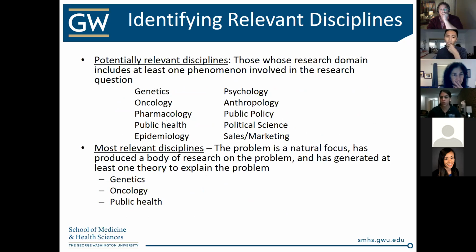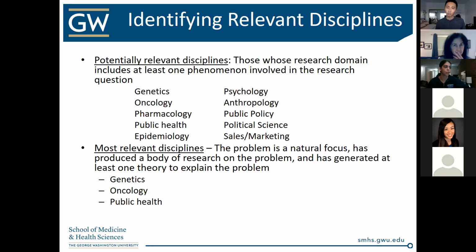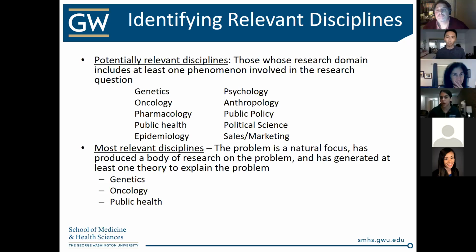And a major barrier to genetic testing is insurance coverage. So public policy and political science do play a role here. I chose genetics, oncology, and public health as my most relevant disciplines because these are the originating disciplines that I saw the most often in my literature search. So for these disciplines, the topic is a natural focus and they've developed research and theories about it.